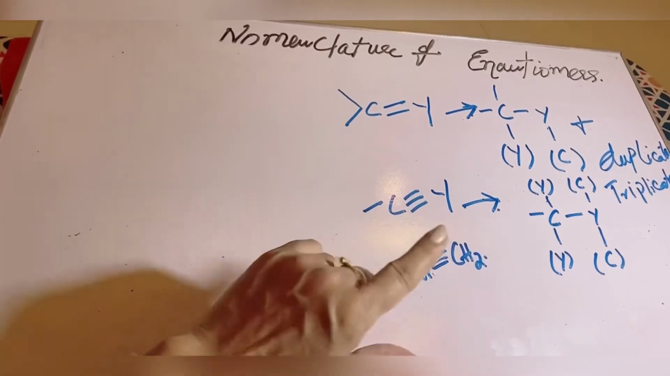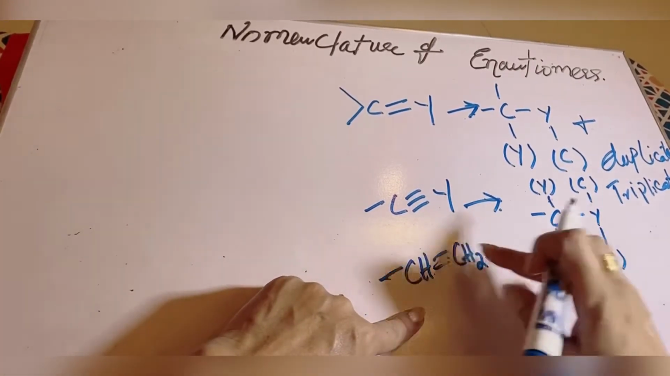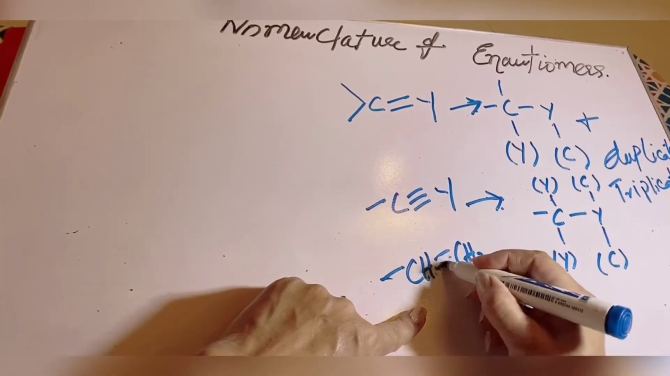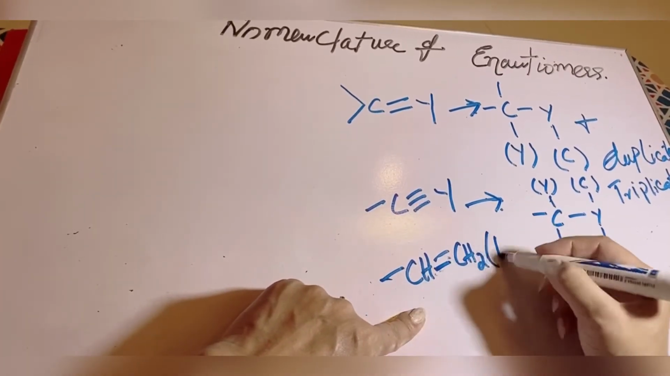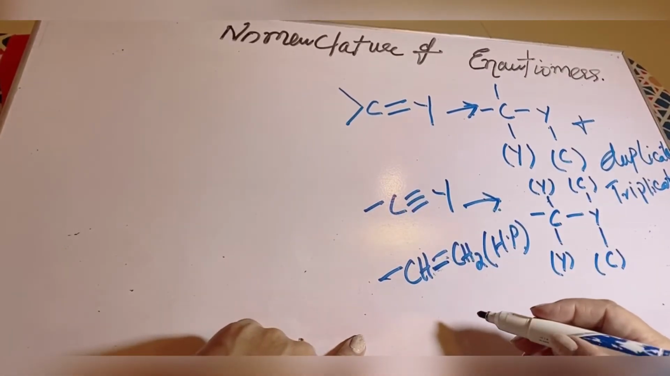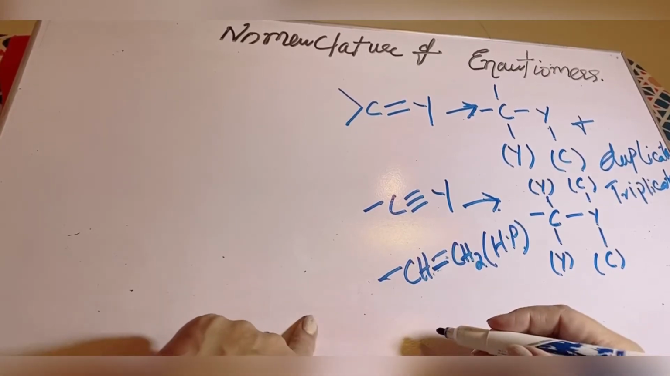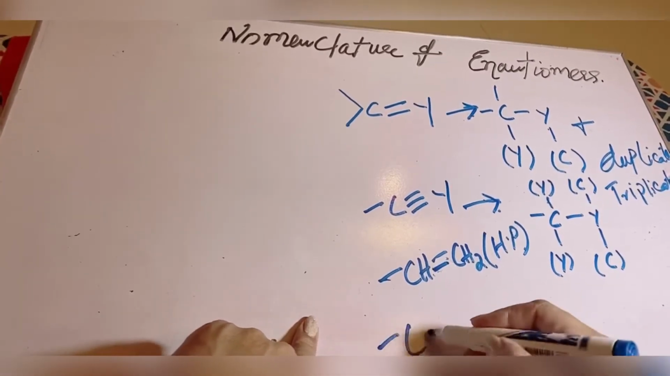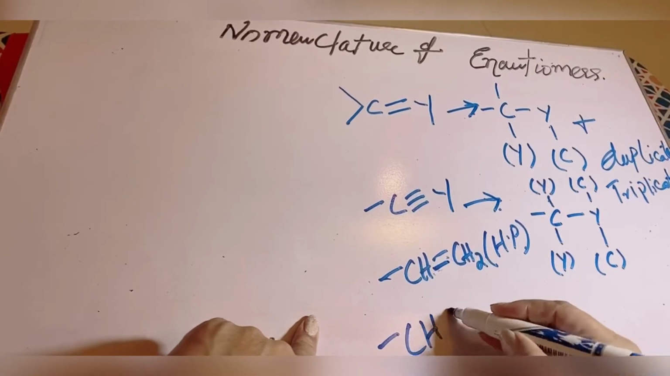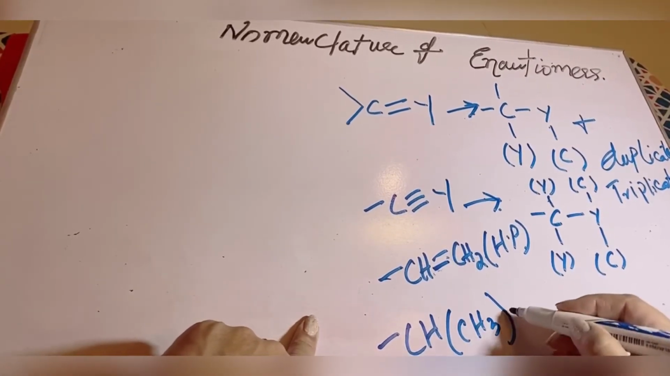Now, this is of higher priority. It would be of higher priority as compared to the isopropyl group, that is this one, CH with CH3 and CH3.